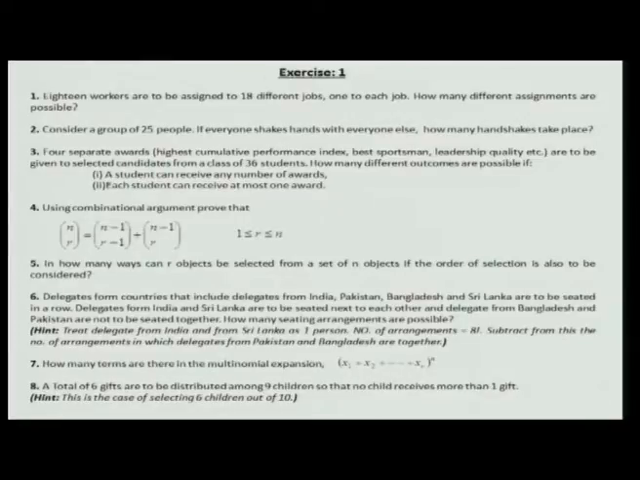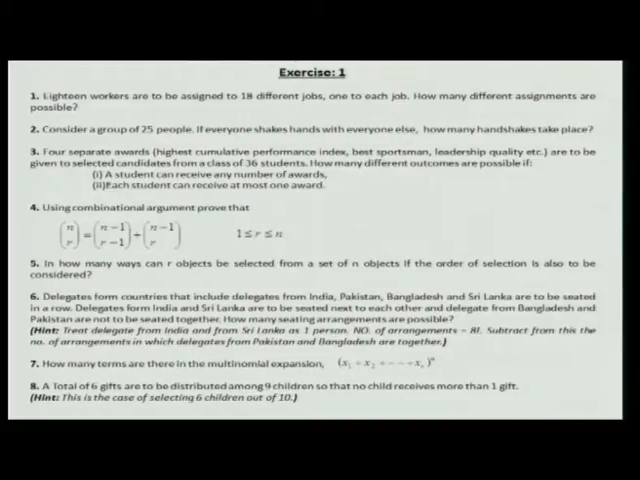Now, consider a group of 25 people. If everyone shakes hands with everyone else, how many handshakes take place? So, that means that if a person shakes hands with another person, then both have shaken hands with each other. So, just keep that in mind and you can immediately write down what the answer will be for number 2.